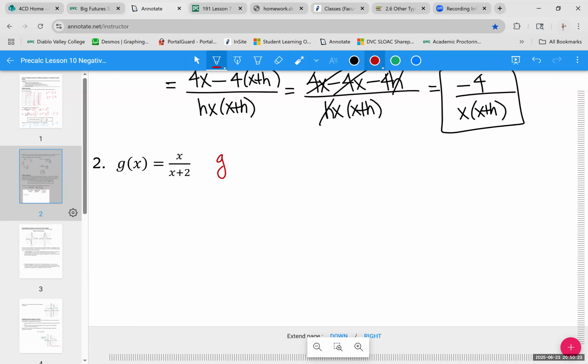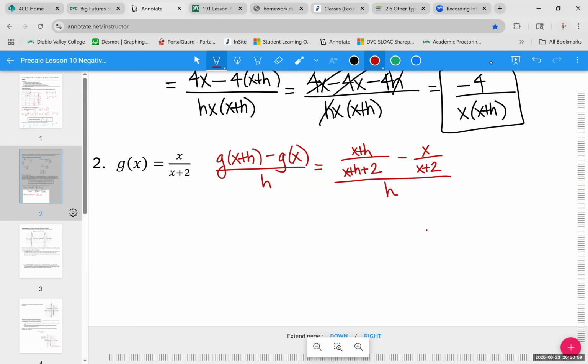Our difference quotient here would be g of x plus h minus g of x, all over h. Remember, that doesn't change. You're going to be plugging x plus h into this function, so there are now 2 places to plug it in. Everywhere I see an x, I'm going to replace it with x plus h. So that would be x plus h over x plus h plus 2. Then I'm going to subtract g of x, which is just the original equation of this function, and divide the whole thing by h.